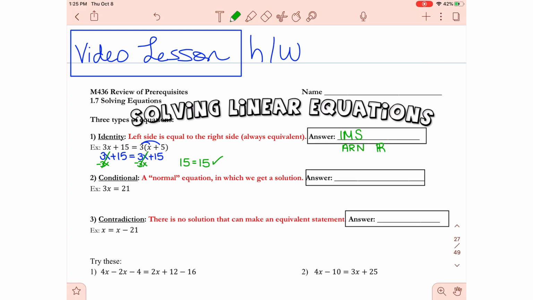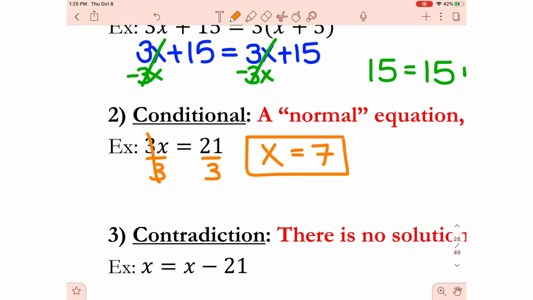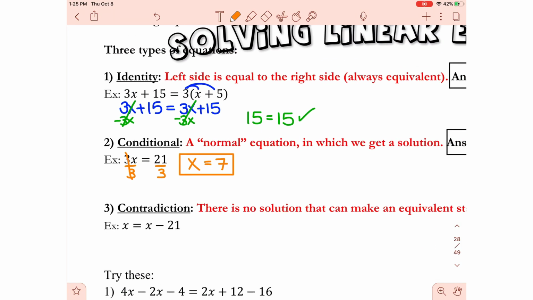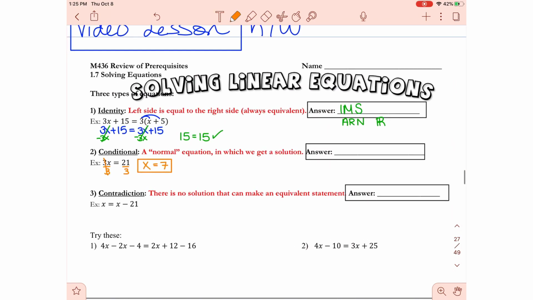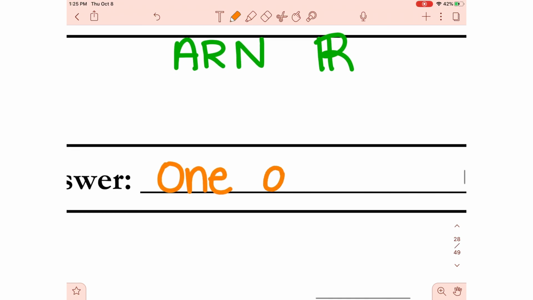The second type of equation that we can solve when it's linear is called a conditional equation. This is what we're mostly used to. You get a single answer. So if I divide both sides by 3, in this second example, I get x equals 7. This is called conditional because if x equals 7, then the statement is true. Then the equation holds. So a conditional statement is one of those if-then statements. So if x equals 7, then the equation is true. And when you have a conditional equation or a normal equation, you get one answer, a single numerical answer.